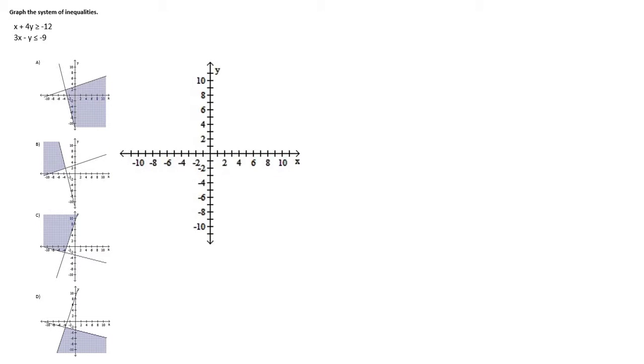Graph the system of inequalities. X plus 4y is greater than or equal to negative 12. 3x minus y is less than or equal to negative 9.